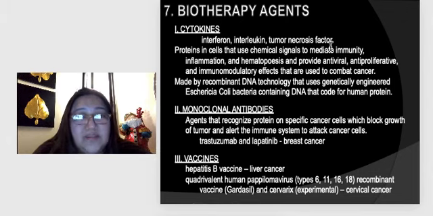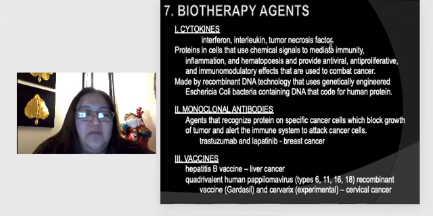Meron tayong mga ganito sa ating katawan, naturally occurring, but these drugs are synthetically produced as protein, no, in cells to mediate immunity and send chemical signals. Therefore, yung inflammation, hematopoiesis, nagpo-provide ng antiviral, lalo na yung anti-proliferative para hindi magkaroon ng abnormal reproduction of cancer cells, as well as it modulates the immune system para makombat ang cancer.